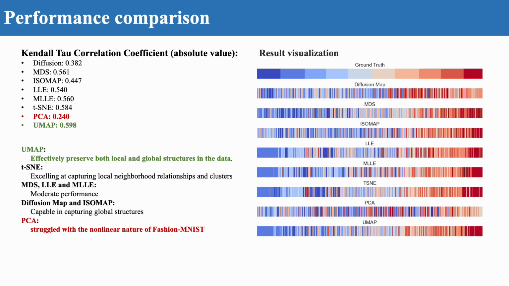To sum up, our study highlights the strengths and limitations of various manifold learning techniques for embedding the Fashion-MNIST dataset. Through our experiments, UMAP stands out as the best performing method, effectively preserving both local and global structures, making it ideal for embedding the Fashion-MNIST images. t-SNE excels at capturing local neighboring relationships and forming tight clusters, but still struggles with global ranking. Diffusion map and Isomap are effective at capturing global structure but face challenges with scalability and local alignment.